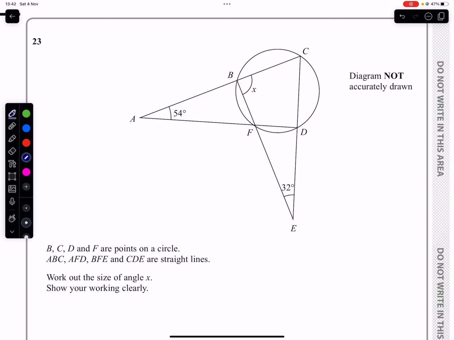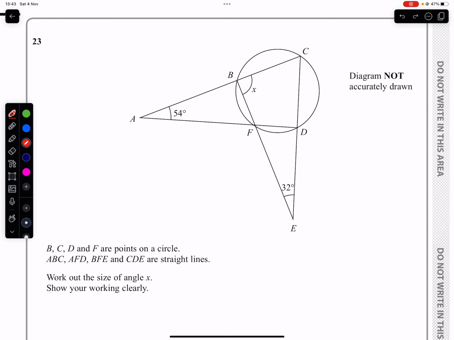Question 23. We're given 4 points on a circle, BCDF. We're given this angle x here. This BCDF is a cyclic quadrilateral also. And we've been given 2 triangles, ACD and BCE. We have angles 54 and 32 given, and we're trying to figure out what the value of x is.